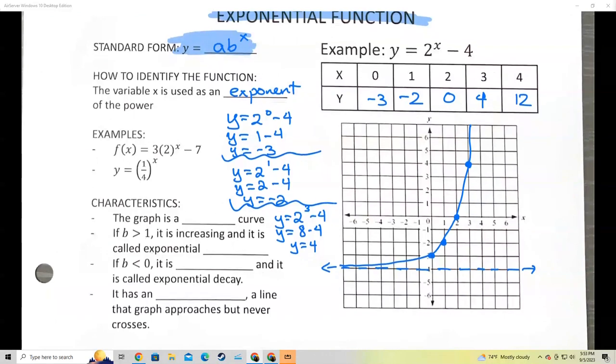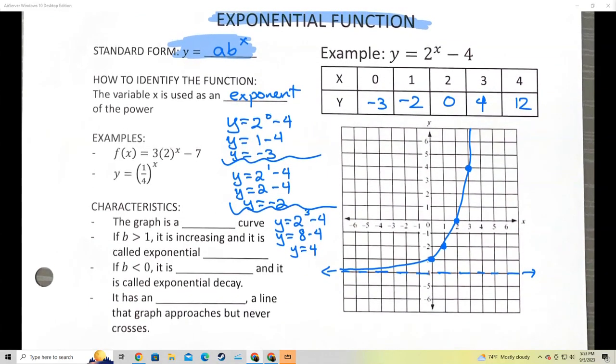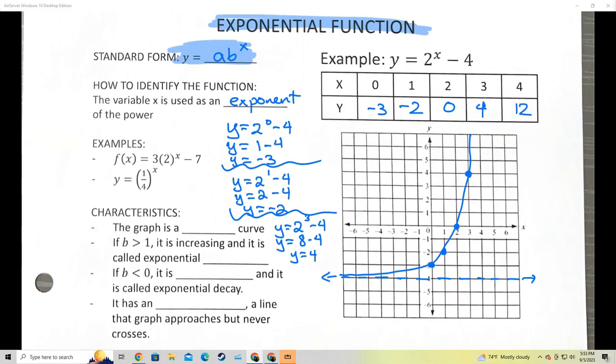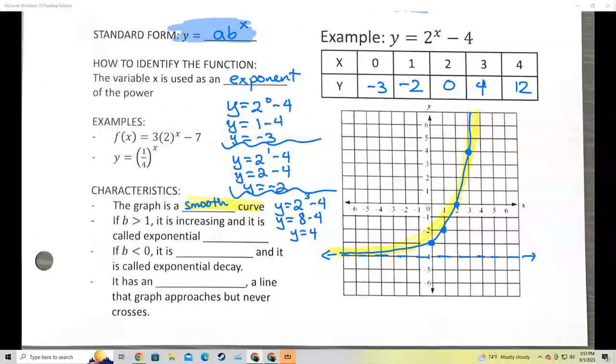So as far as its characteristics, we're going to say that the graph is a smooth curve, but it's not a U. It looks like a slide. And so I'm going to go ahead and highlight the word smooth curve. And I'm going to highlight my picture as well to kind of show the shape of that smooth curve going on. Okay, what else? If b is greater than 1, then it's going to be increasing, and it is called exponential growth.